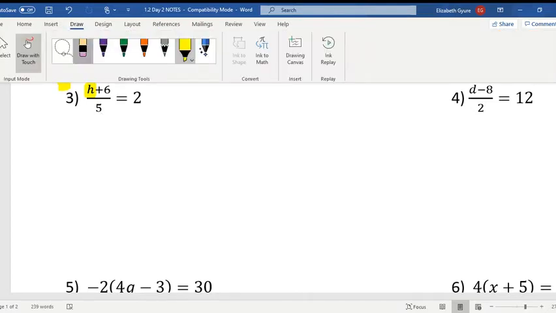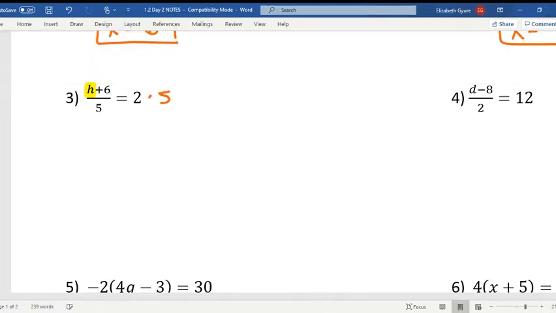Ooh, but not in highlighter. We're going to multiply both sides by 5. Okay. Sorry. So we're going to cancel out our 5s there. And now we just have h plus 6 equals 10.